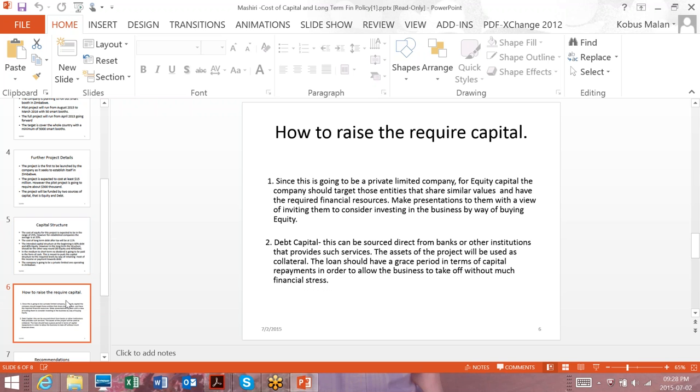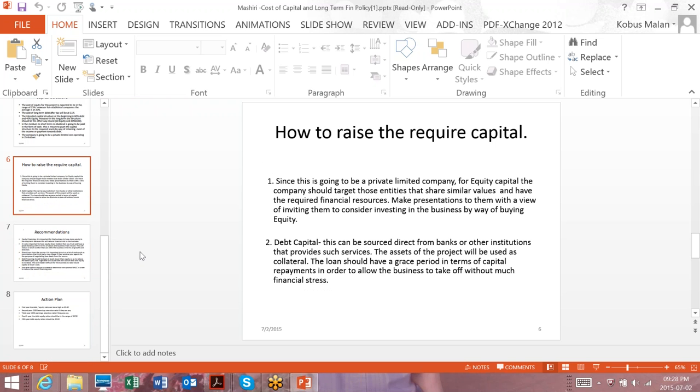Then how is the capital going to be raised? Since this is going to be a private limited company, for equity capital, the company is going to target those entities that share similar values and that have the required financial resources. This is going to be done by way of making presentations to these companies with a view of inviting them to consider investing in the business by way of buying equity.